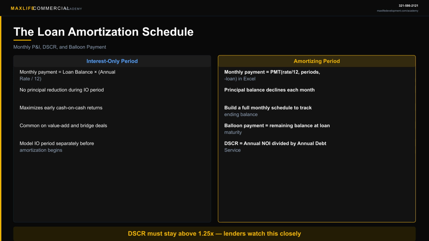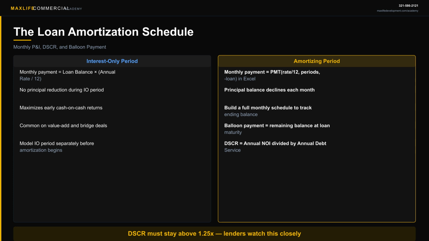If the loan has an interest-only period, which is common on bridge and value-add acquisitions, you need to model that separately before the amortizing portion begins. During the IO period, your monthly payment is simply the loan balance multiplied by the annual interest rate divided by 12. No principal is being paid down.